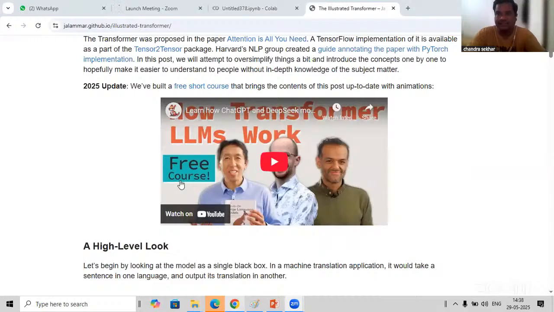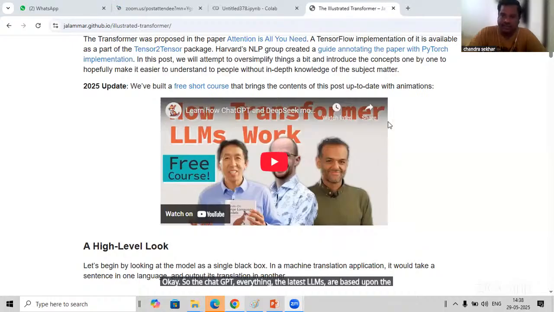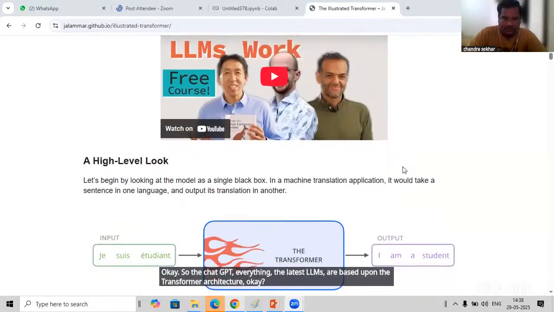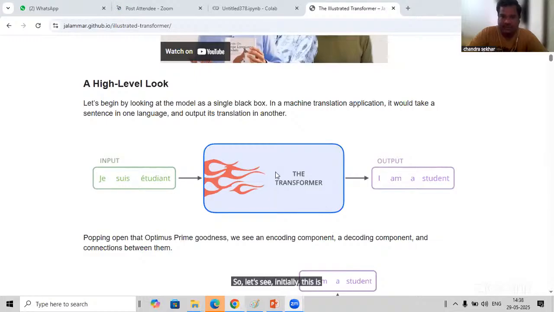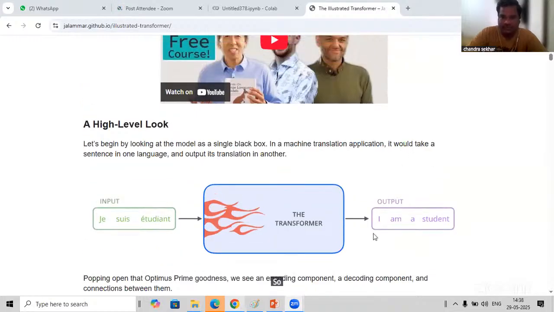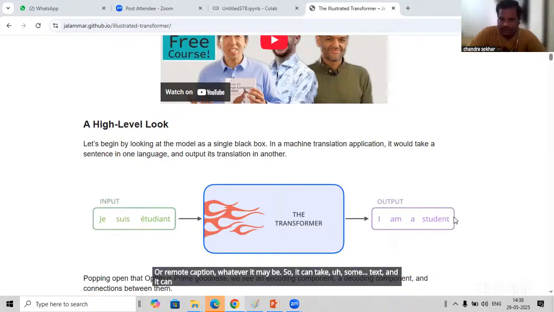So ChatGPT, everything, the latest LLMs are based upon the transformer architecture, okay? So let's see, initially, this is a transformer at higher level. What a transformer can do is, it can take an input, okay? So let this be a black box, and it can do the translation or image caption, whatever it may be. So it can take some text and it can give the output in some language, okay?